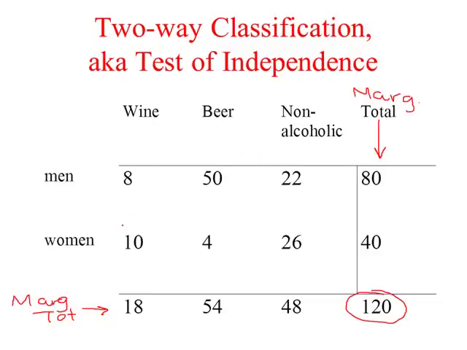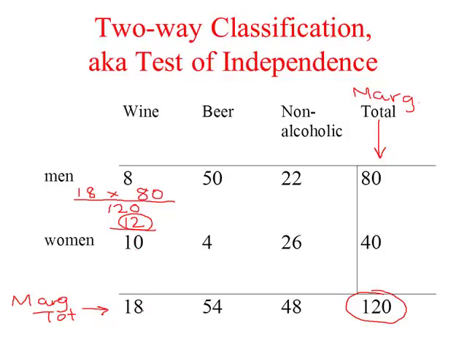So, to find our expected value for men who drink wine, we're going to take the 18 who drink wine, multiply that by 80, which is the total number of men, and divide it by 120, our overall total. So if we multiply this out and then divide by 120, we end up getting a value of 12. So this is the value we would expect if there's no association between gender and drink type.